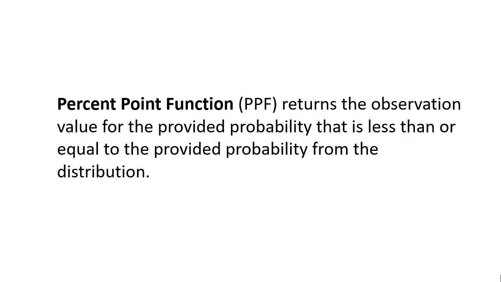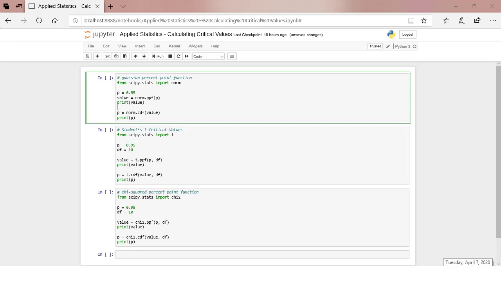A percent point function returns the observation value for the provided probability that is less or equal to the provided probability from the distribution. A value from this distribution will be equal or less than the value returned from the PPF with the specified probability. All right, let's work through three distributions which are commonly used to calculate critical values. I think this will help cement the concept. You're going to work through three examples here: a Gaussian distribution, a student's t-distribution, and a chi-square distribution.